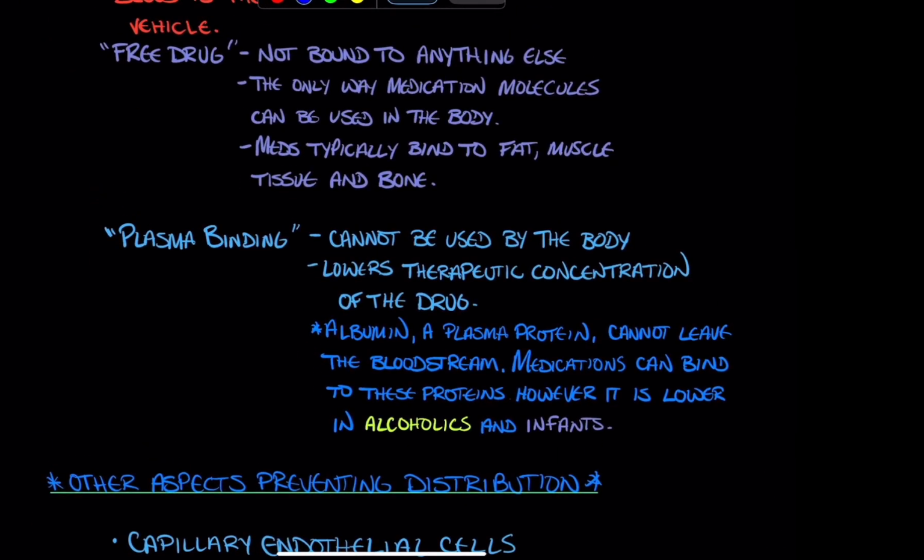medications. The medications are transported under two different classifications. So free drug, this is basically what the body can use. It's not attached to anything else. It's just free flowing in the bloodstream, and it's available to interact and attach to the receptors or cells that they're intended to. Once they're free floating like this, it says here, they can bind to fat, muscle tissues, and bone.